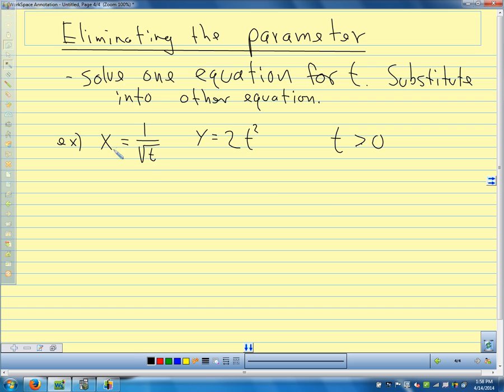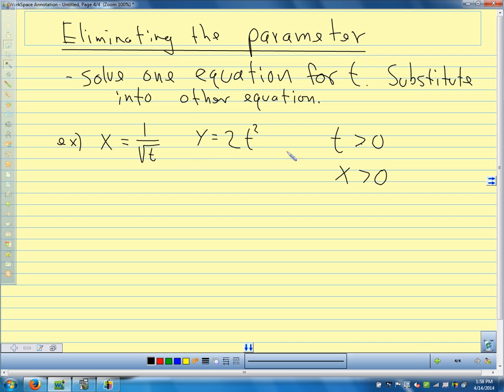X is positive, so x is greater than 0. When we write our equation y equals f of x, we're restricting our domain to say that x has to be greater than 0, because we have to say that t is greater than 0 for this part of our parametric equations to work. So when we write our final equation, we're going to say x is greater than 0.